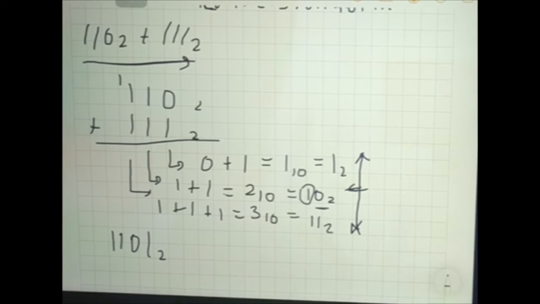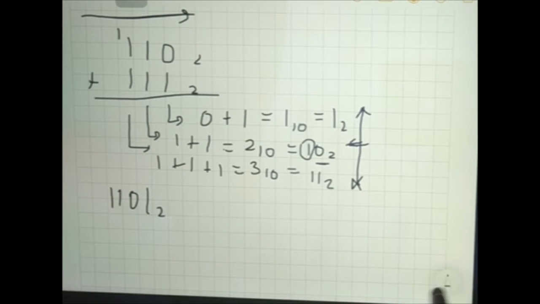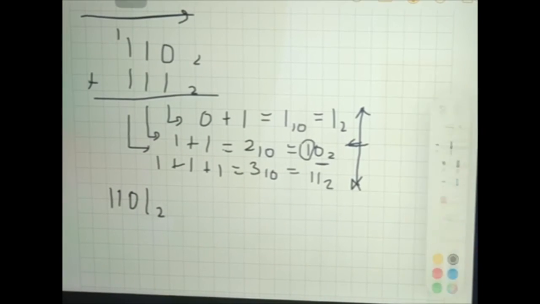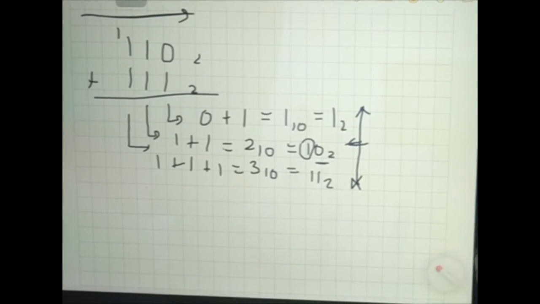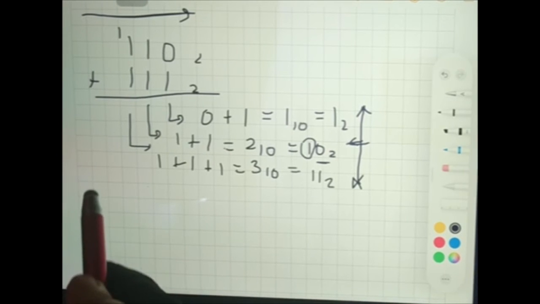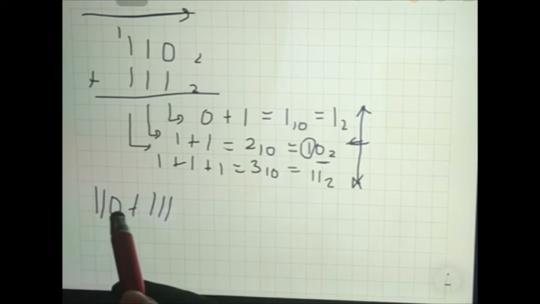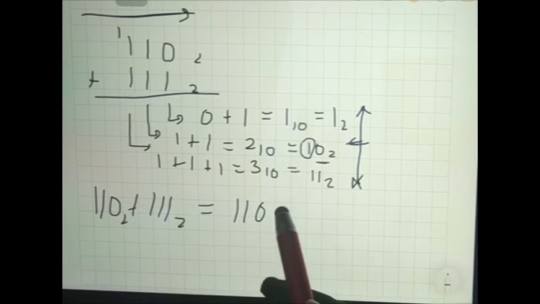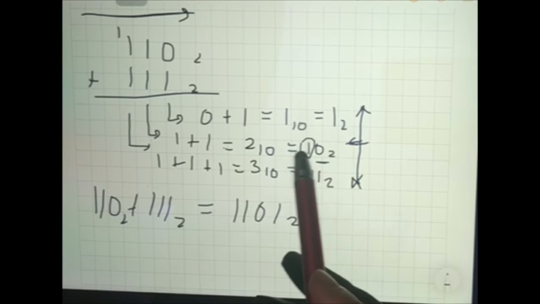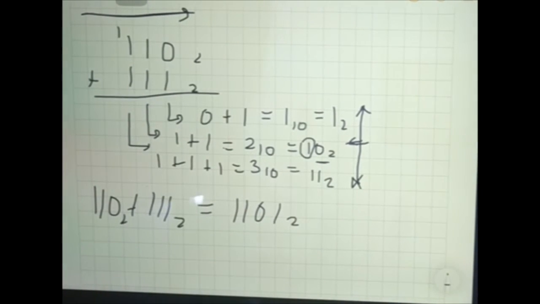So 110. Okay, so we have to write it like this. 110 plus 111 goes to 1101. We don't include this one because this one is already brought up into the equation.